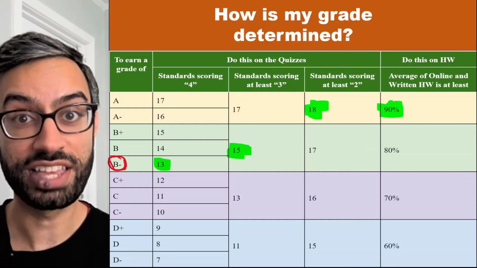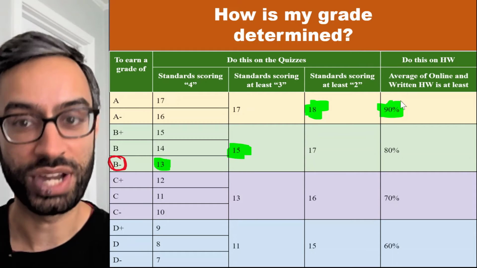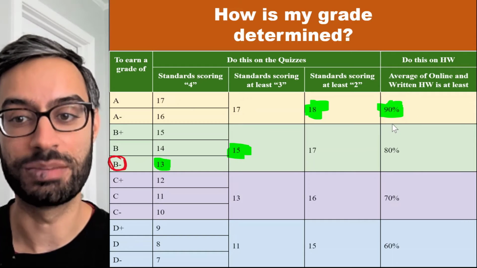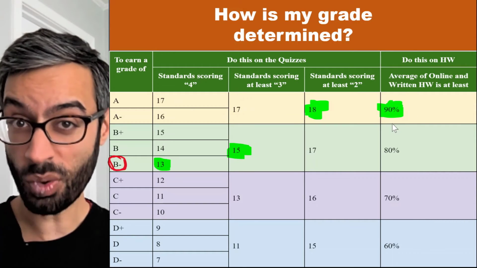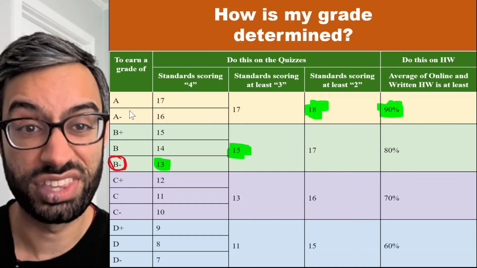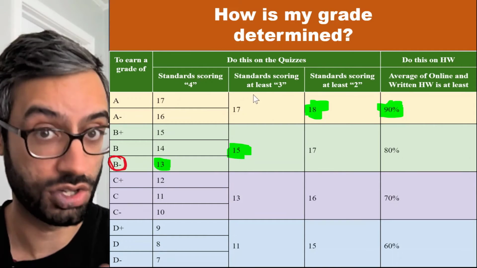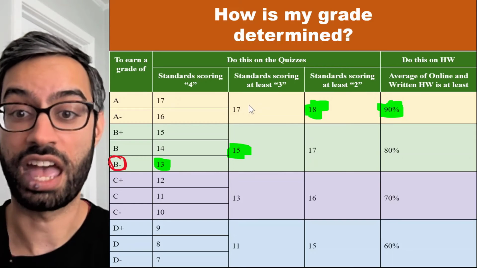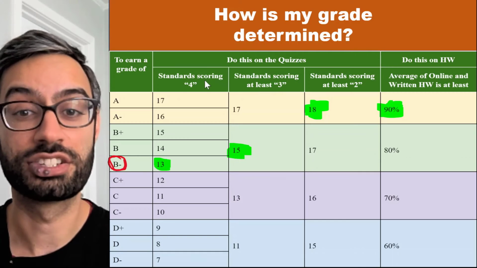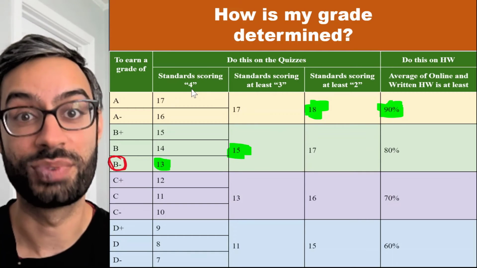In fact, on a couple of them, they were in the A range, like on the online and written homework average, they were scoring at least a 90%. However, they wouldn't score in the A range for their grade because they need to do all of the things in the row for an A, and they haven't done all of them. For example, they haven't gotten enough standards where they scored at least a 3, or enough standards where they scored a 4 to enter the A range yet.